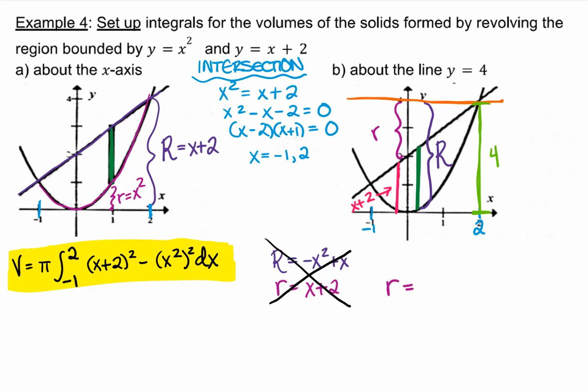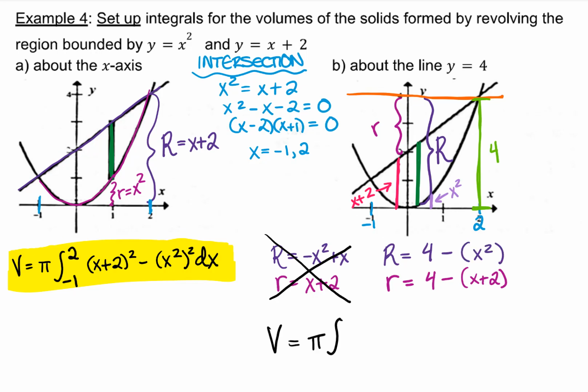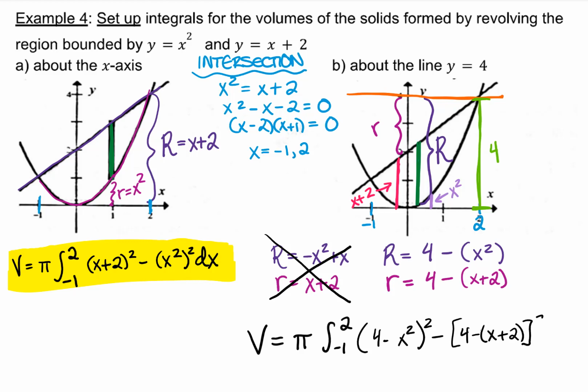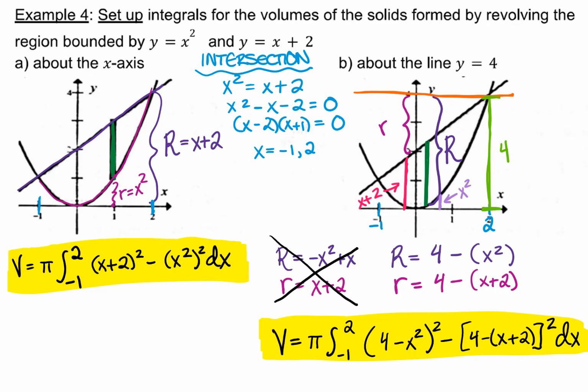This makes our inner radius equal to the distance from the axis of revolution to the x-axis minus the distance between the line and the x-axis. This height is x squared. To get big R, I need to take the distance from the axis of revolution to the x-axis and then subtract the distance between the x-axis and the quadratic curve, making our volume, again from -1 to 2, big R squared minus little r squared. And there are the integral setups for volumes formed by washers.